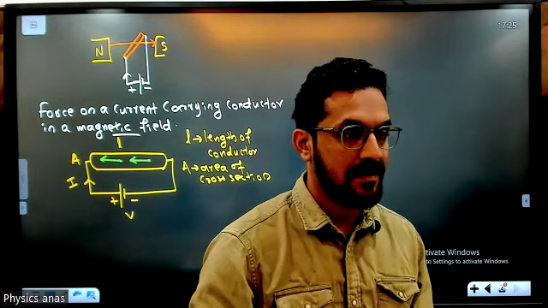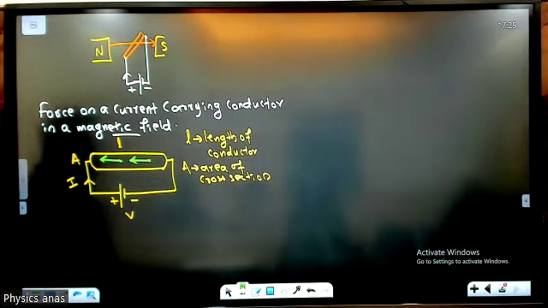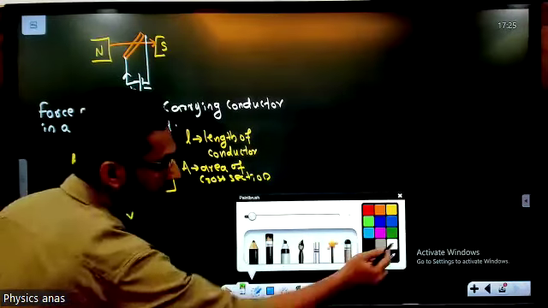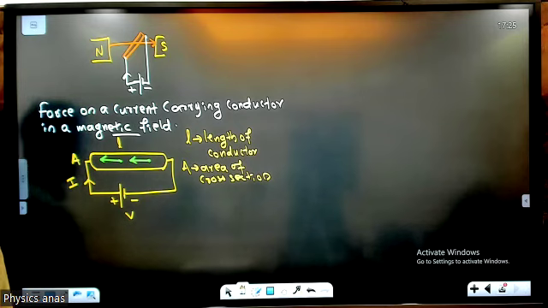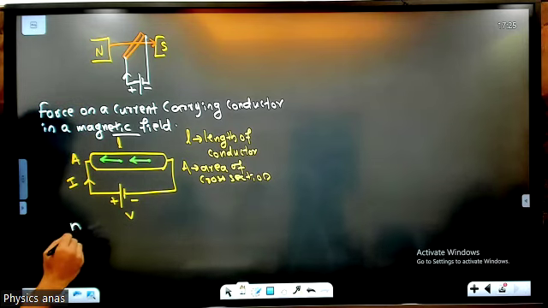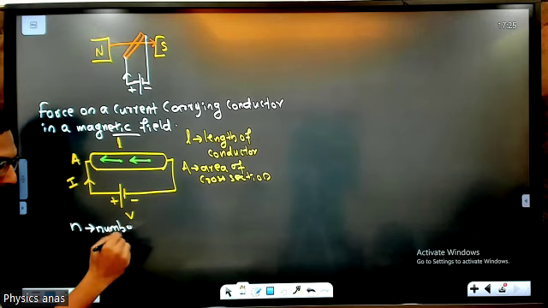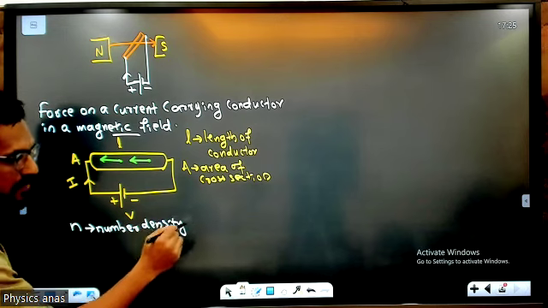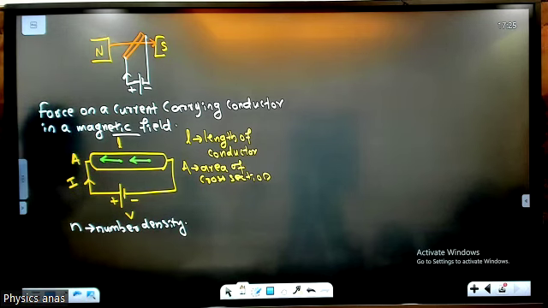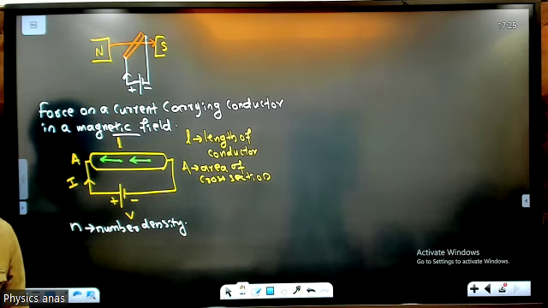Did you understand that? Okay. We have to consider that case. How can we consider that case? It is very simple. We have to introduce the term small n. What is small n? n is number density, or electron density. Do you remember what n was? Yes, the number of electrons per unit volume.